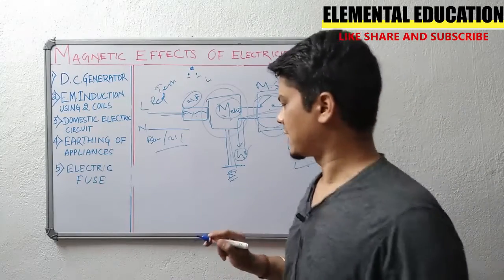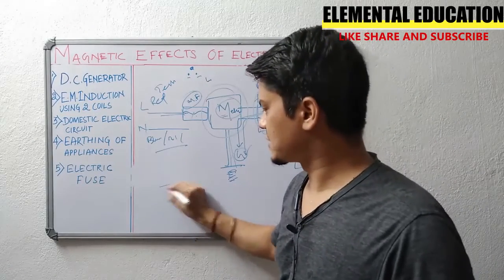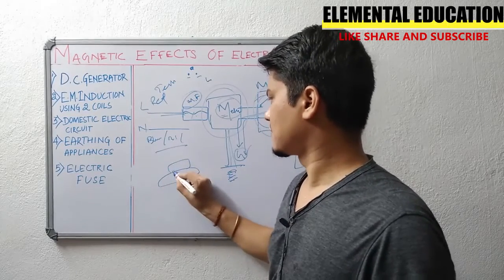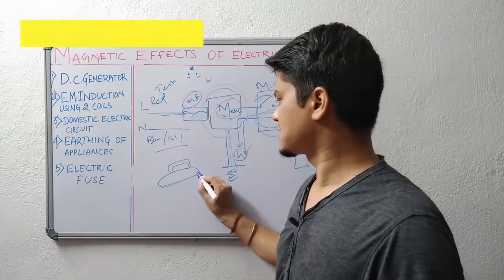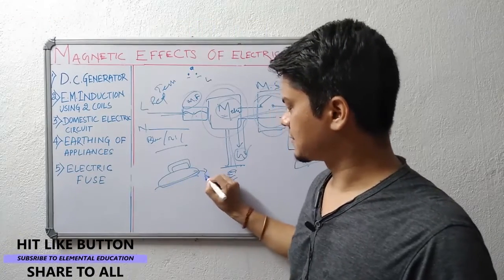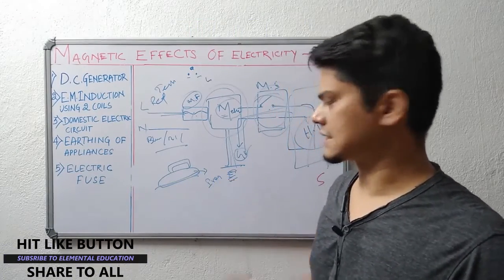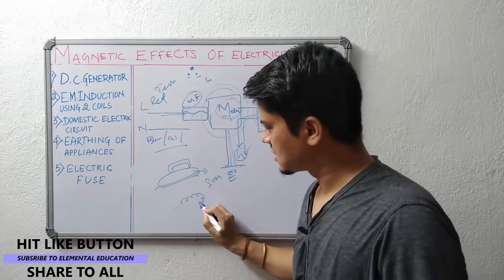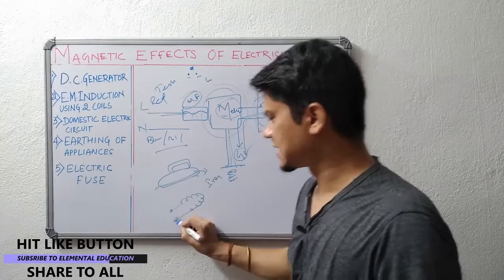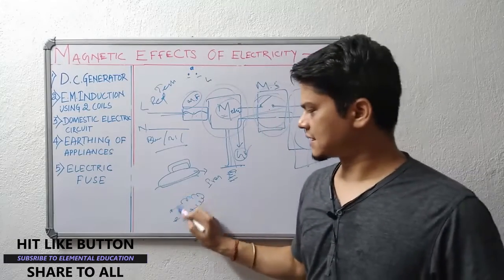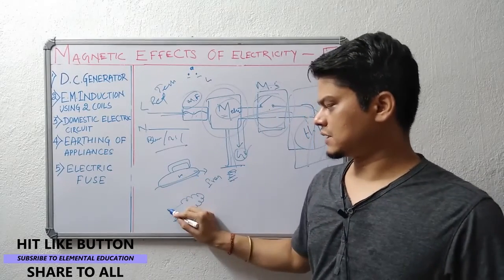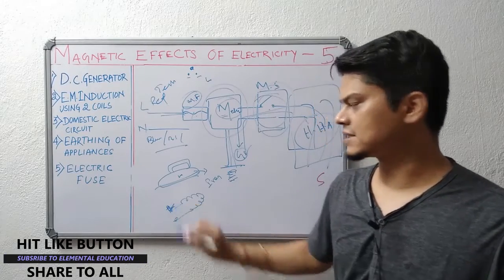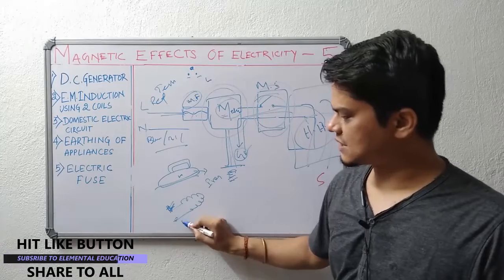Let me explain why and how. Suppose you are using a press. We know this press is made up of iron. Iron is a good conductor of electricity. Inside the press we have heating coils. This heating coil will produce the heat, so it will work. Now this is plus, or we can say this is line. In AC there is no plus or minus. This is line, this is neutral.